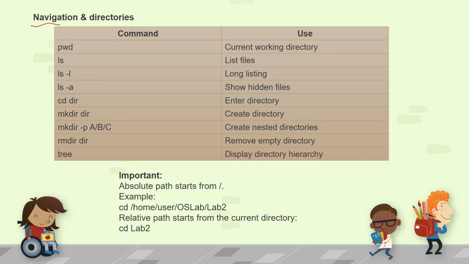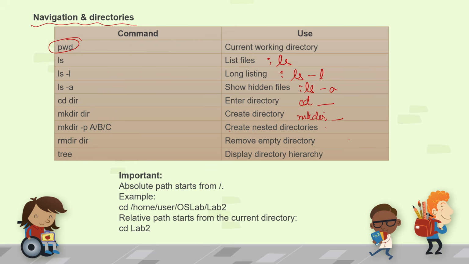First of all comes your navigation and directories. How do we see your current working directory? You see it by pwd. Then when you have to list your files, ls. Long listing starts with L, so ls -l. For hidden files, ls -a. To enter a directory, you write cd and the directory. To create a directory, mkdir and the directory name.